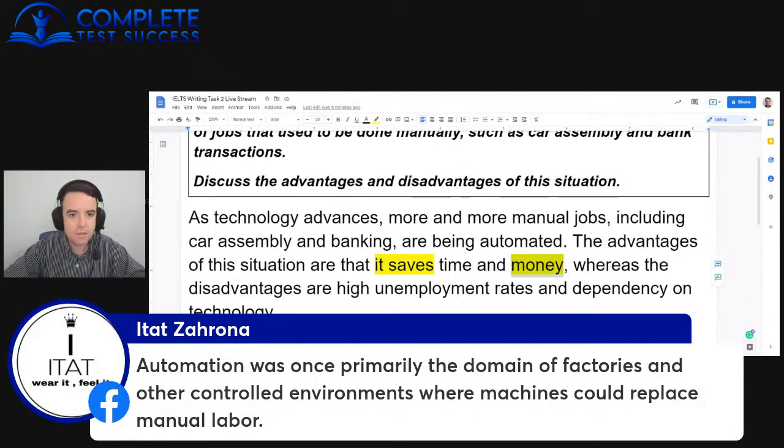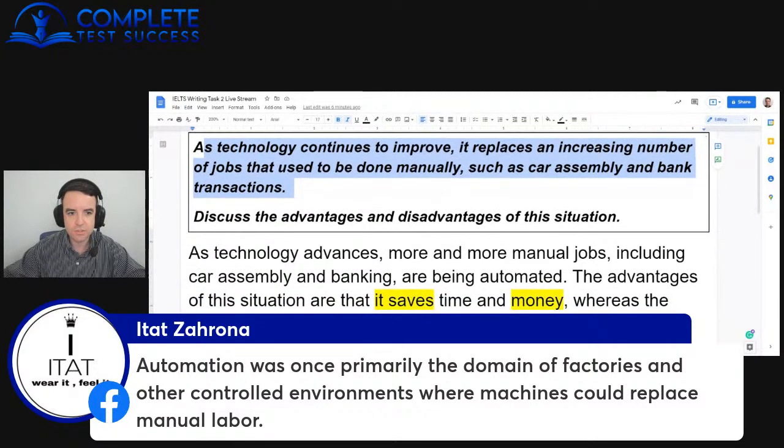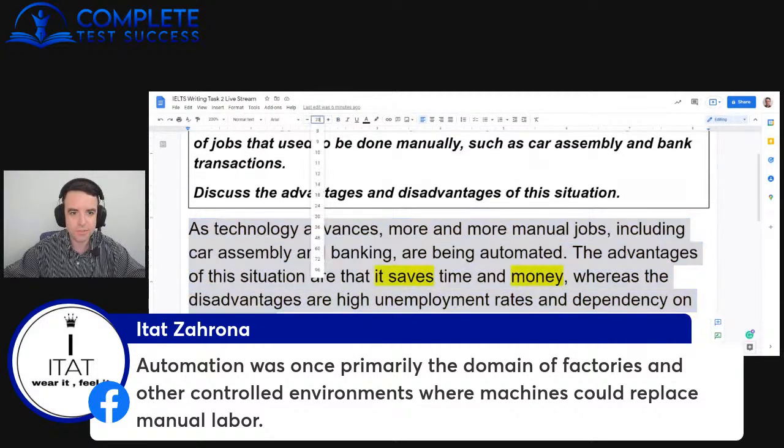Automation was once primarily the domain of factories and other controlled environments where machines could replace manual labor. You're talking about automation, but you're not talking about the advantages and disadvantages of technology replacing manual labor or manual jobs. So that's not directly responding to the question in the way it needs to. So that's not suitable.